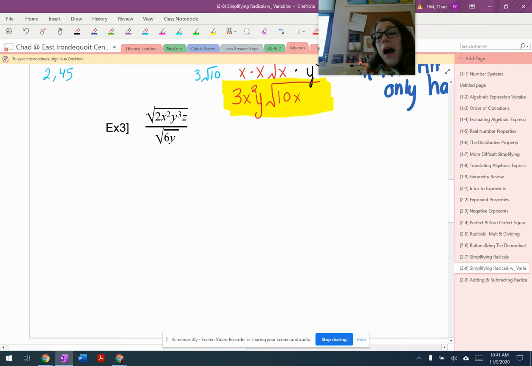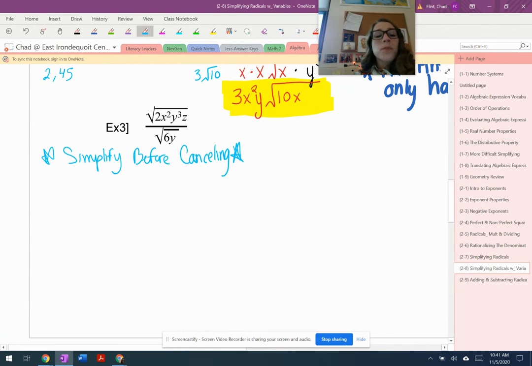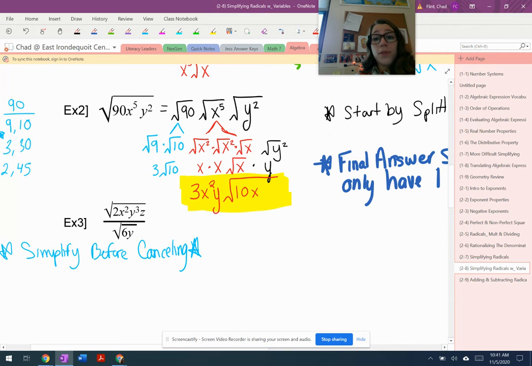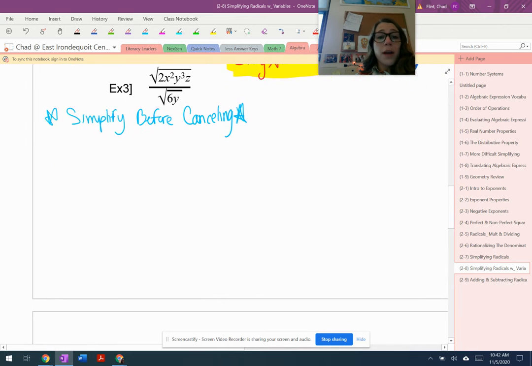So whenever you've got any kind of operation like multiplying or dividing going on, the first thing you want to start with here is you want to simplify before you do any canceling. So just like we did in that example 2, when we have multiple things under that same radical, we're going to start by splitting up those roots or those radicals.